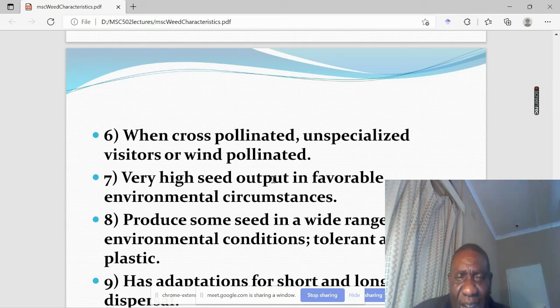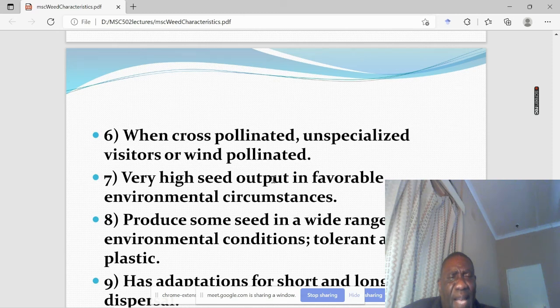Number seven, very high seed output in favorable environmental circumstances. If we're talking of crops, we may talk of high grain yields, but these are weeds. We talk of high seed output. Then weeds, number 8, produce some seed in a wide range of environmental conditions. So they are tolerant and plastic.